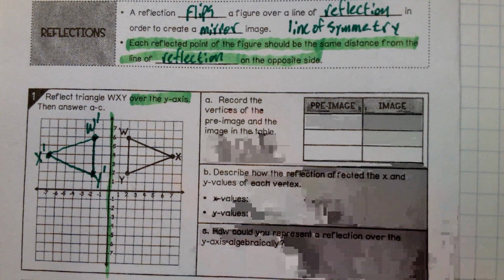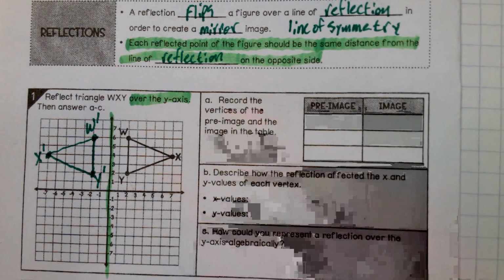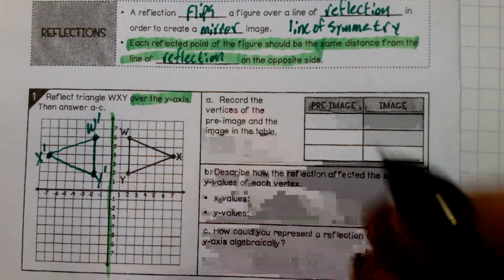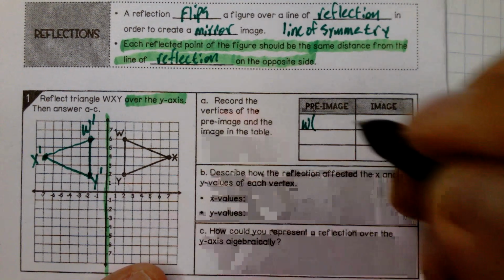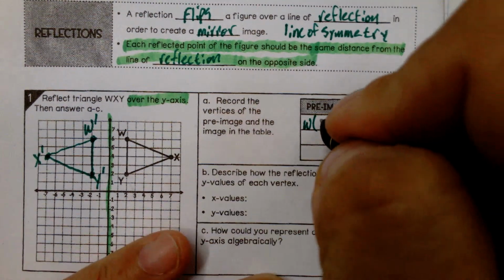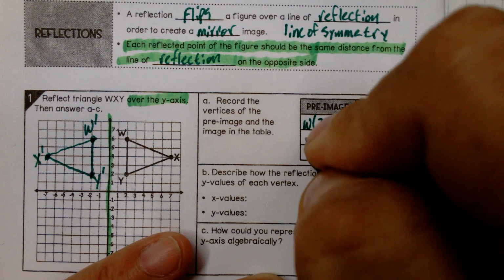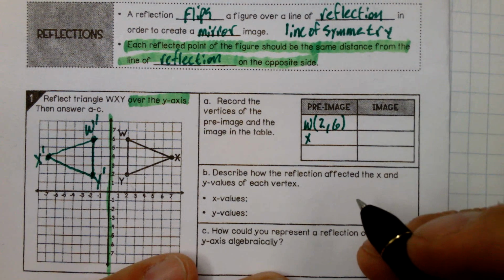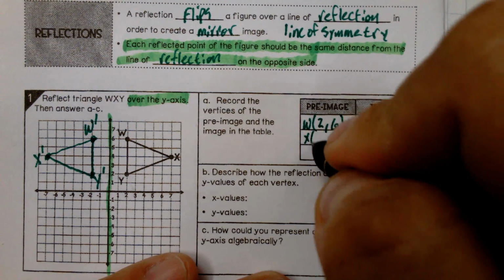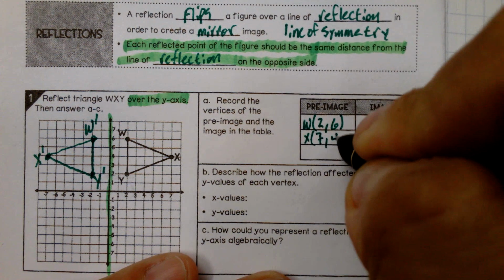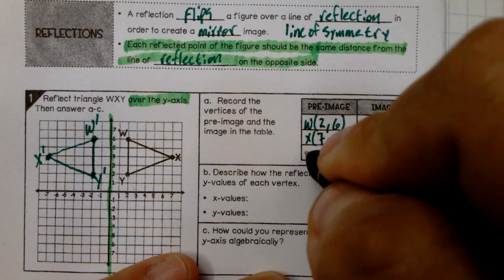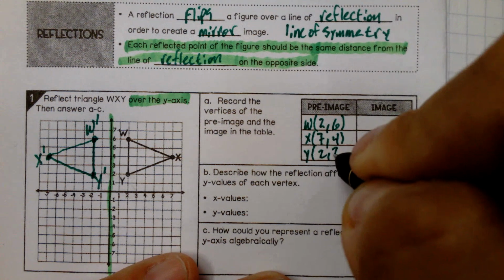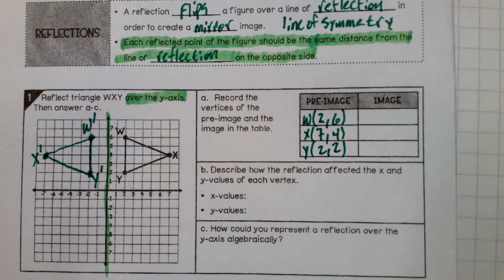Okay, so let's go ahead and we're going to record the vertices. So start with W, X, and Y. We're going to record the X and Y coordinates for those. So we had W (2, 6). X was (7, 4). And Y looks like it was (2, 2). Okay, so we'll record W, X, and Y.